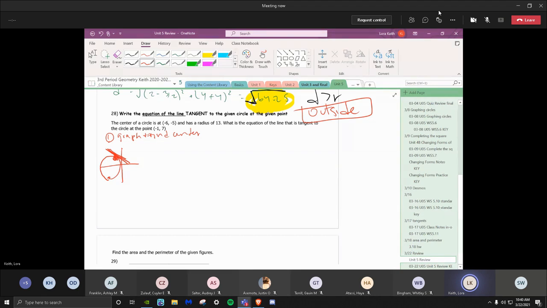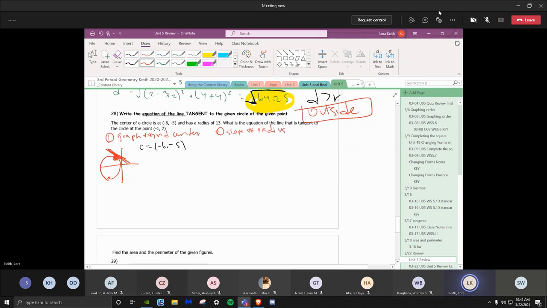So what we're going to do is find the slope of the radius, and then find the tangent slope. So the first thing is to graph and find the center. Our center is -6, -5. Our second step is to find the slope of the radius. It doesn't matter that they gave us the slope. What we need to do is find the slope of the radius.